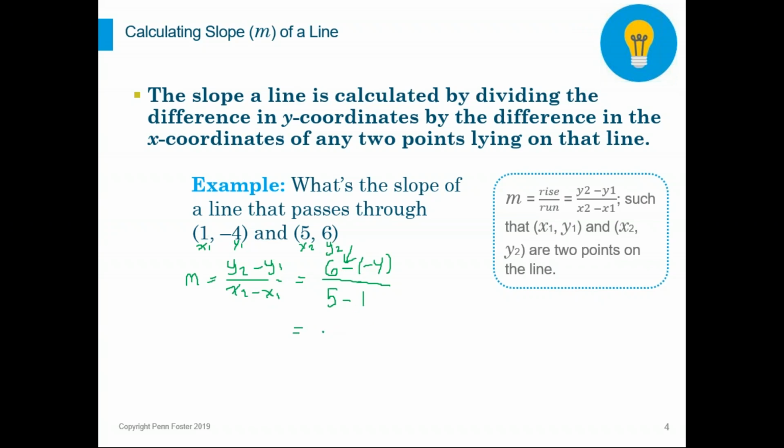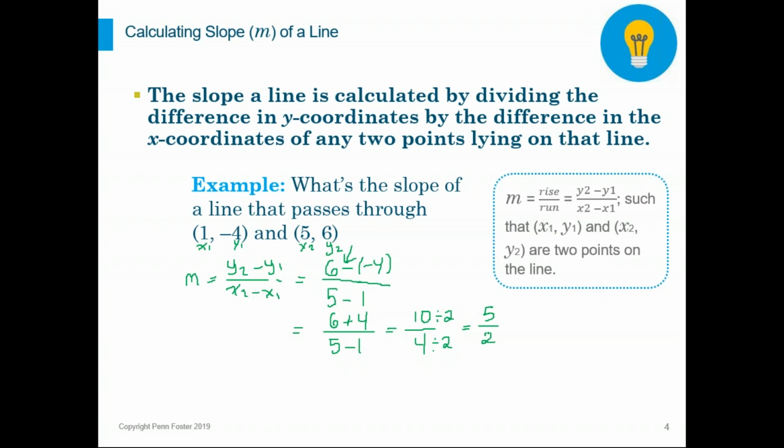And from here, we just do the simple math. 6 minus -4 is the same as saying 6 plus 4, and then 5 minus 1. Evaluate: 6 and 4 is 10 on the top. 5 minus 1, of course, is 4. We're able to simplify the fraction more because these two numbers are even numbers, and you know that 2 is a common factor that we can eliminate to simplify the fraction. 10 over 2 is 5. 4 over 2 is 2. The slope of the line is 5 over 2.